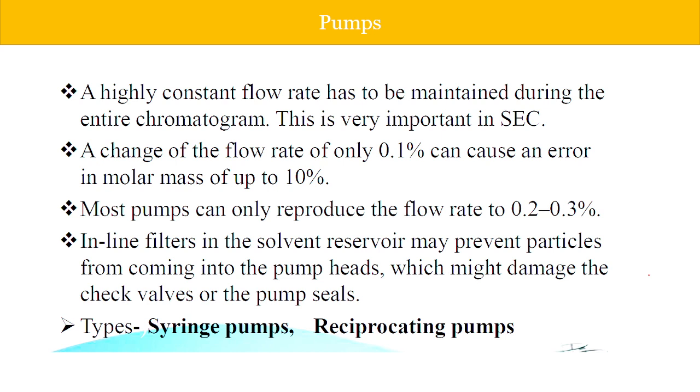Now why are these pumps important? A highly constant flow rate has to be maintained during your entire process. This is very important for this type of chromatography. A change of the flow rate of only 0.1% can cause an error in molar mass of up to 10%. So just a fraction of a percent of error can actually cause an error up to 10%.